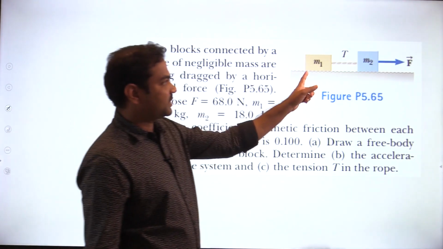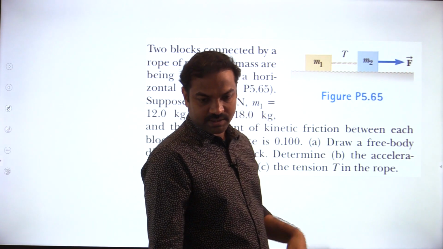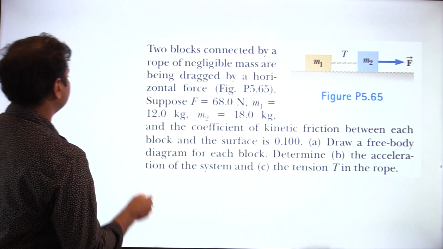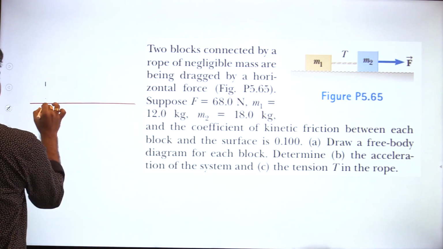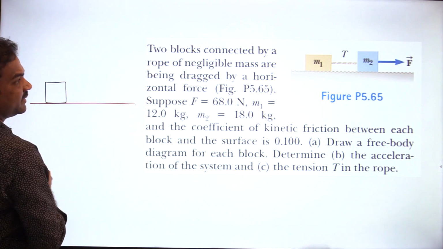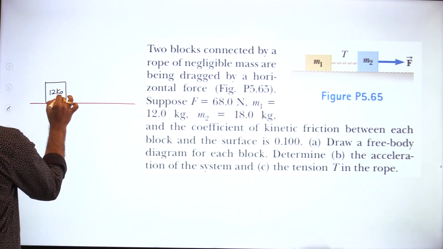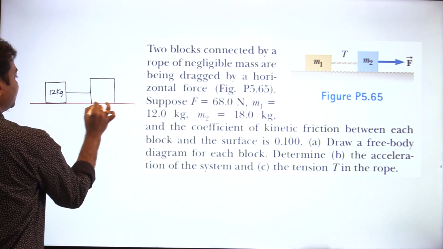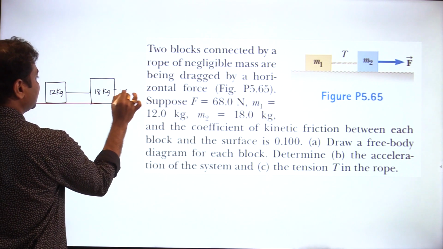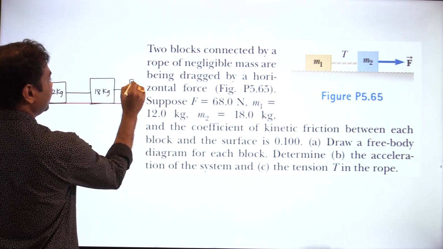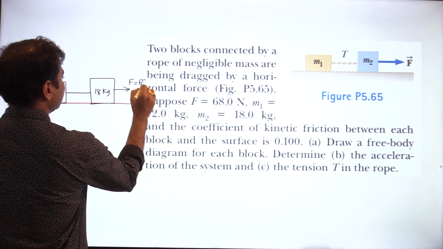There are two masses m1, m2, both tied by a string, and F is the force acting. Now it's okay, na? Good. So I am drawing a diagram here for your reference. There are two blocks m1, m2. M1 is 12 kg, M2 is 18 kg, and both are tied by a string, and we are applying the force F, which is equal to 68 Newton.